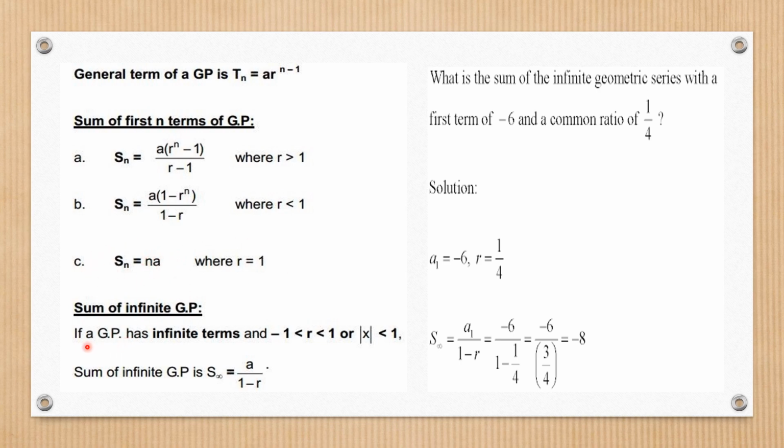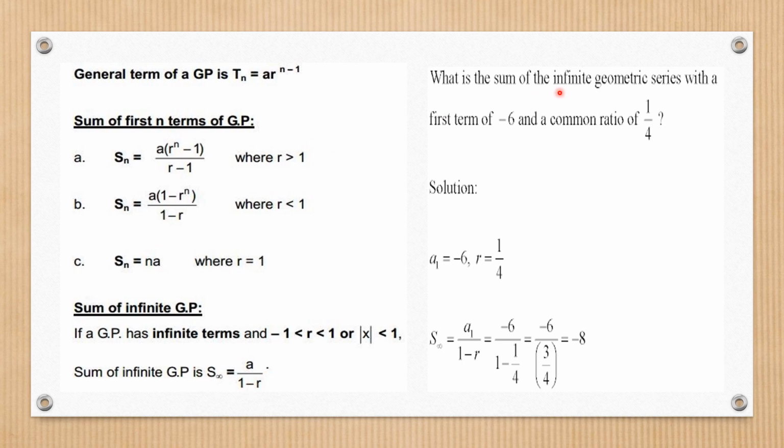There is one more formula which you will study in your supplementary portion, that is the sum of infinite GP. When we study that portion, we will discuss that. It is denoted by S infinity, and it is simply given as A upon 1 minus R. And this is very simple.